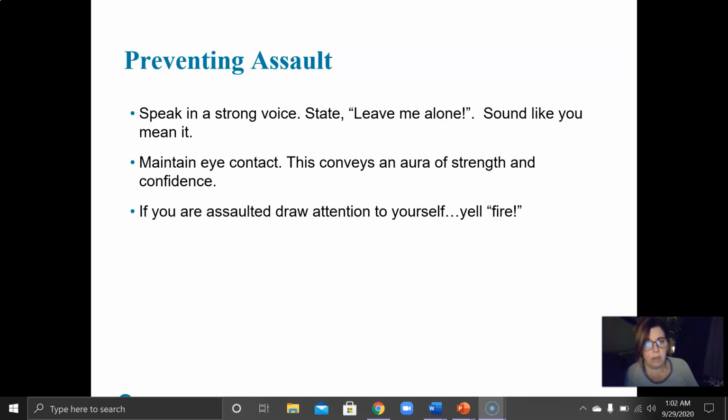If you are in a violent situation, speak in a strong voice. Maintain eye contact. Stand up straight, act confident, and remain alert. Yell fire if you're attacked, because that's going to draw more attention to yourself. Be as loud as you possibly can.